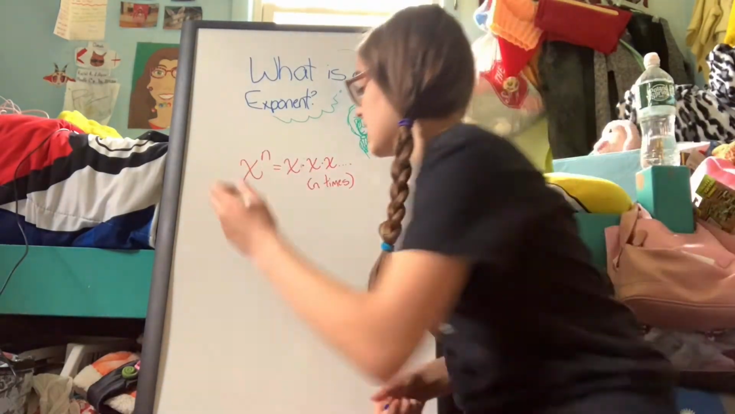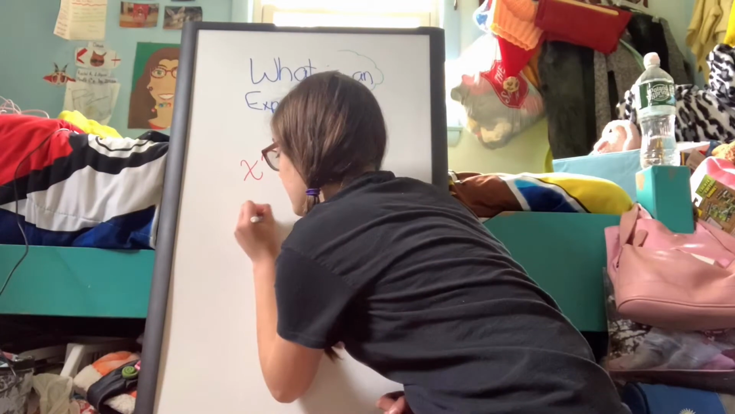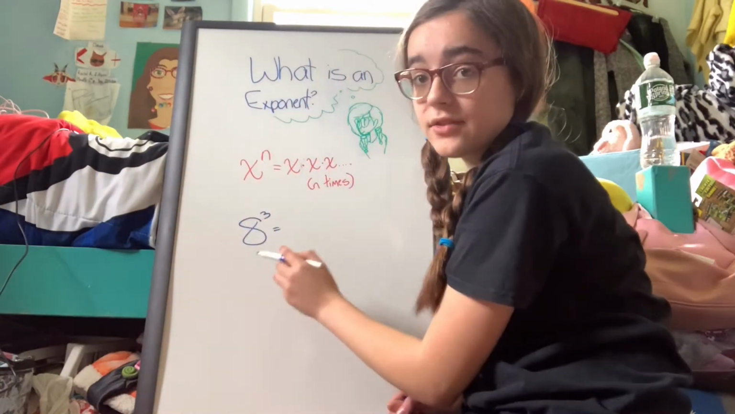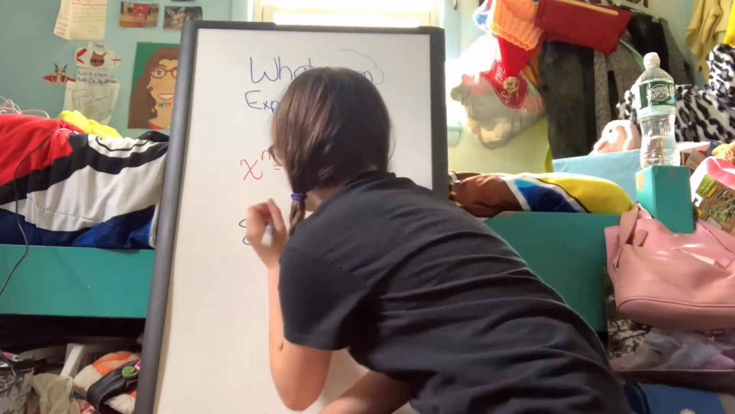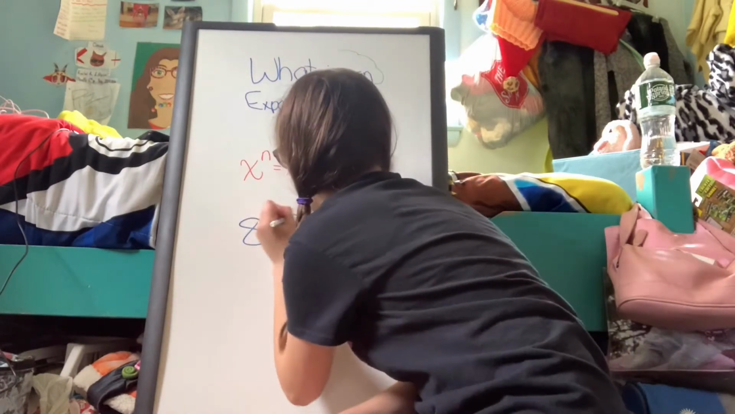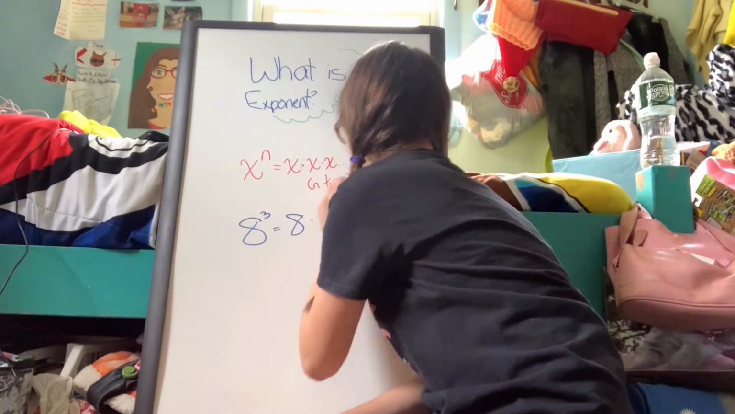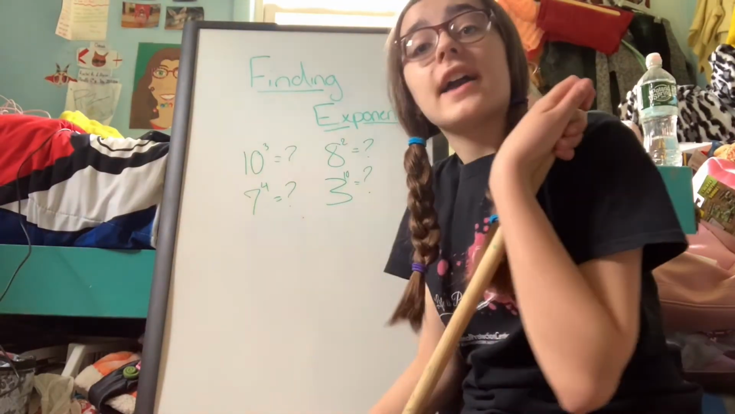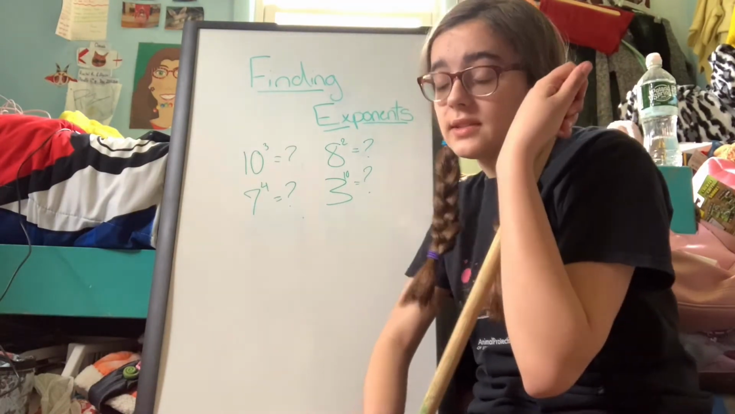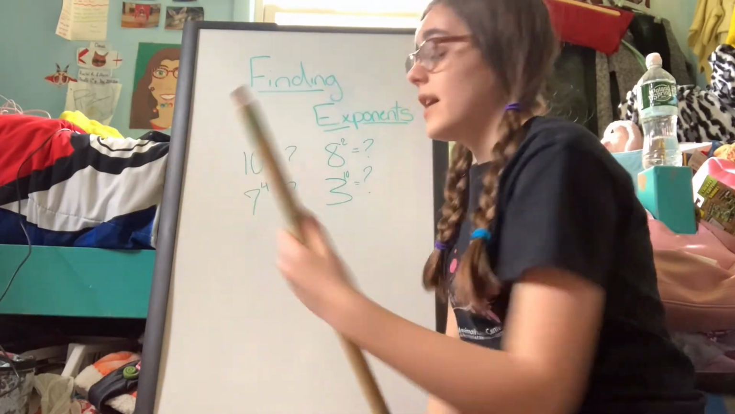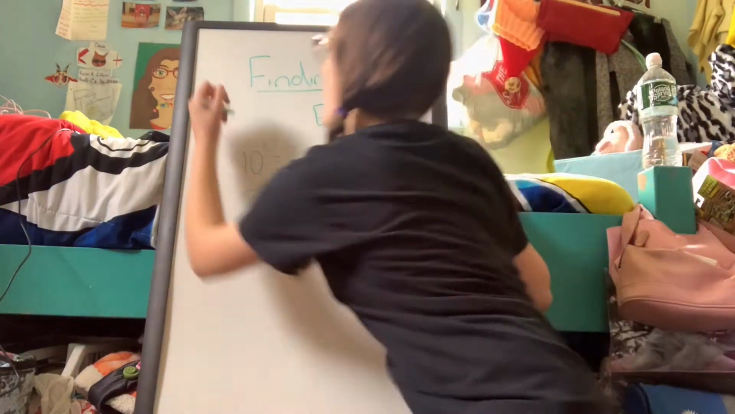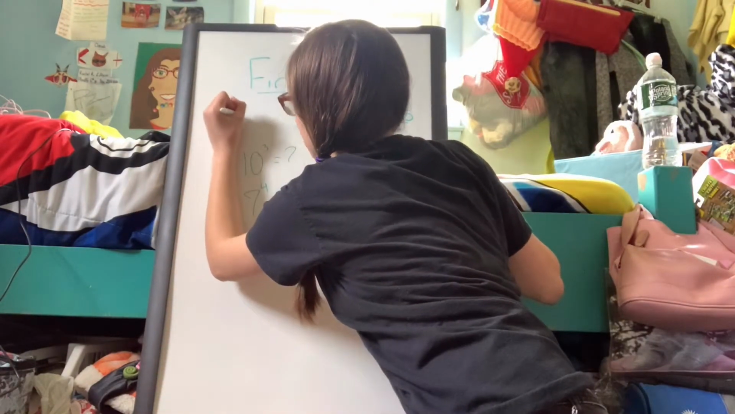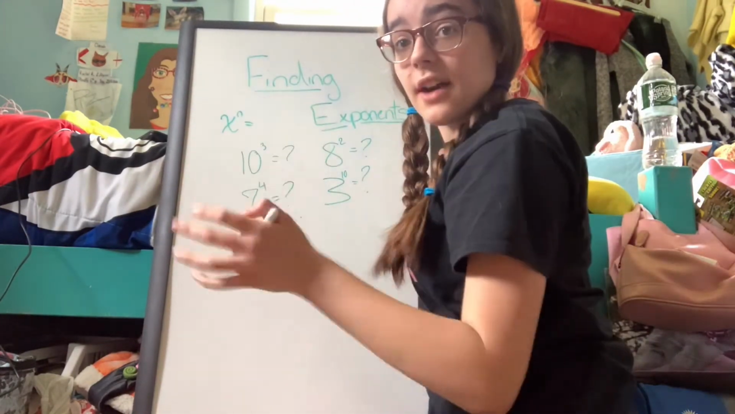So if we took 8 to the third, for example, that's 512 by the way, then we would get 8 times 8 times 8. We're going to try finding exponents. As we saw, x to the n equals x times x times x, or x times itself n times.